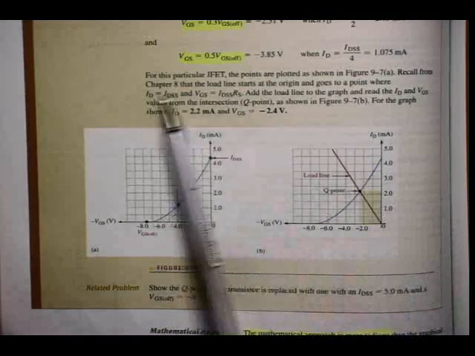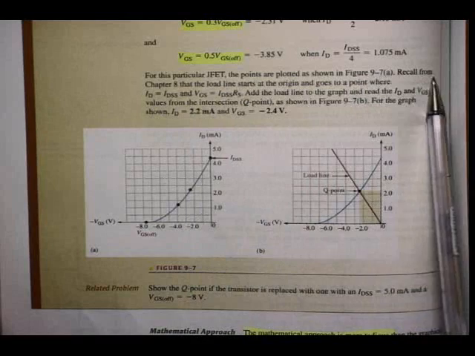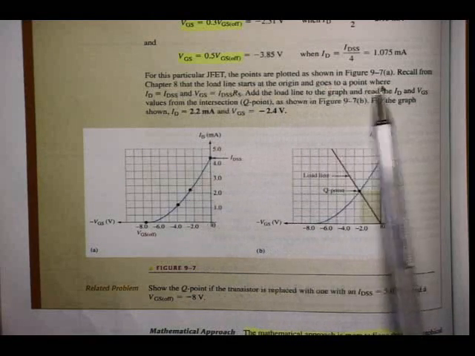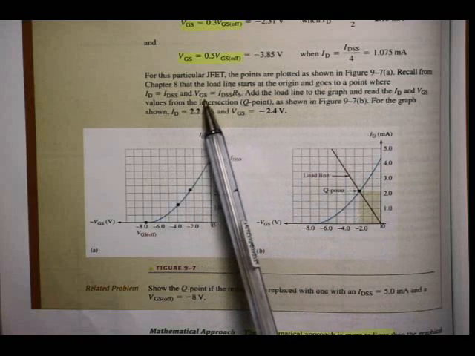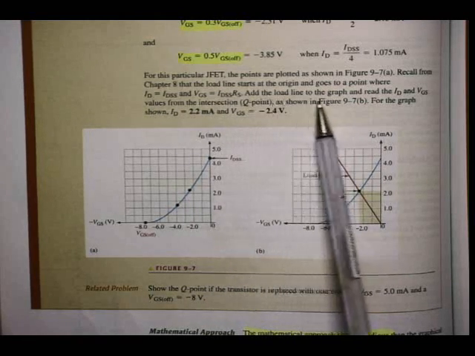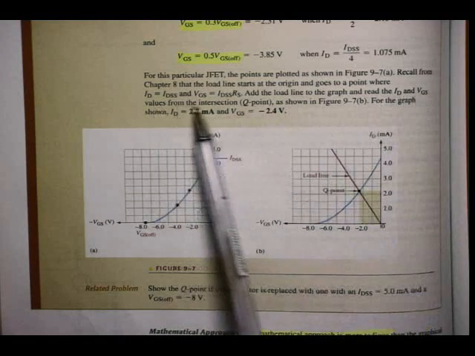Now anyway, for this particular JFET, the points are plotted as shown in figure 9.7a. Recall from chapter 8 that the load line starts at the origin and goes to a point where ID is equal to IDSS and VGS is equal to IDSS times RS. Add the load line to the graph and read ID and VGS values from the intersection.